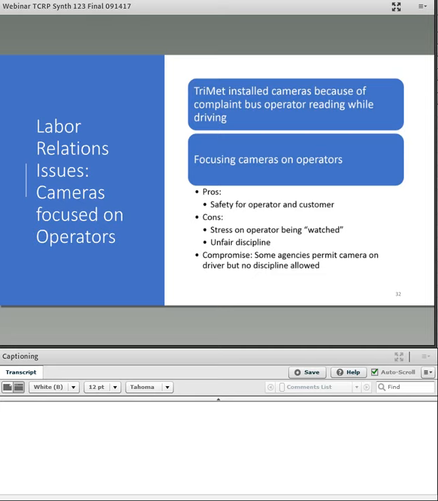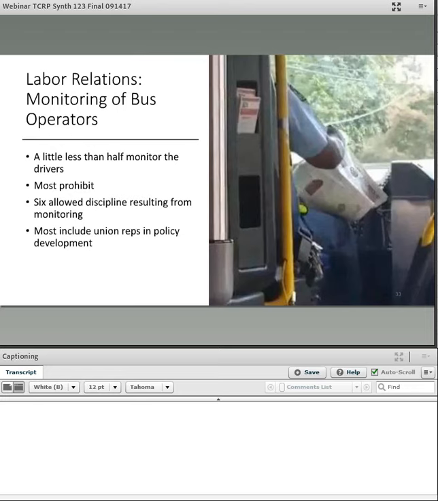Pretty much what I've found happening among the policies is that some agencies permit the cameras on the driver, but no discipline is allowed based on the cameras. But that's a tough one. So that's something that's still out there, and arbitration is sorting through it. Nevertheless, there are cameras on buses, and they are focusing them on operators. A little less than half monitor the drivers. Most prohibit, and 6 allow disciplining resulting from the monitoring, but most include union reps in policy development.